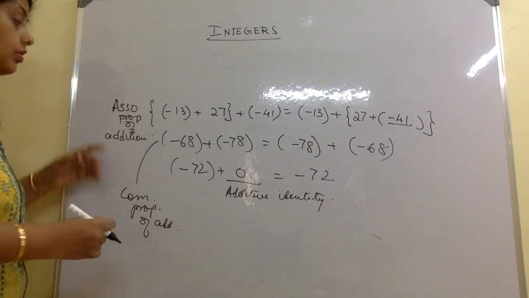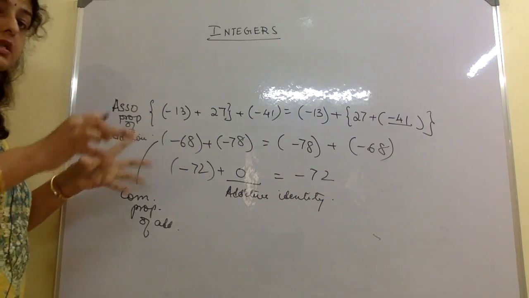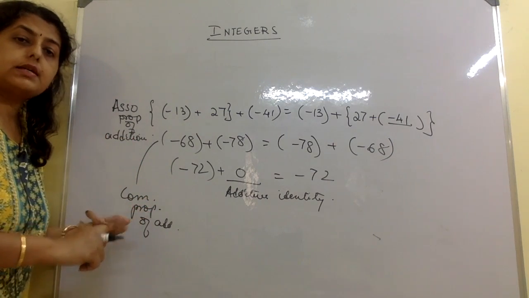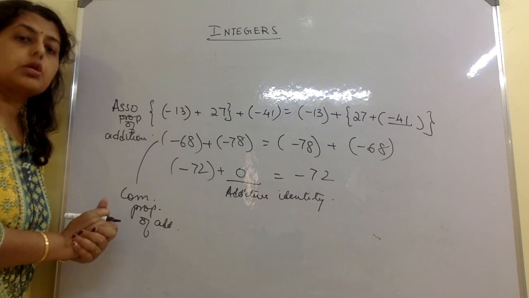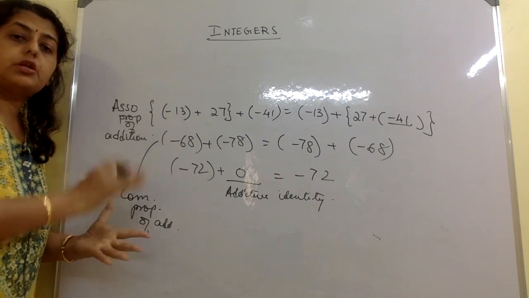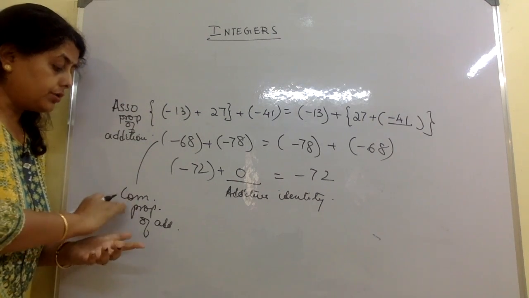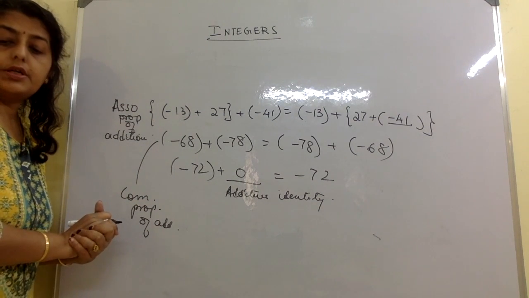So whenever you talk about associative property, if you just say associative property, you will go wrong, because after this, as I said, I will be teaching multiplication also. So if you just say associative property, it will go wrong. You will have to say associative property of addition, commutative property of addition.